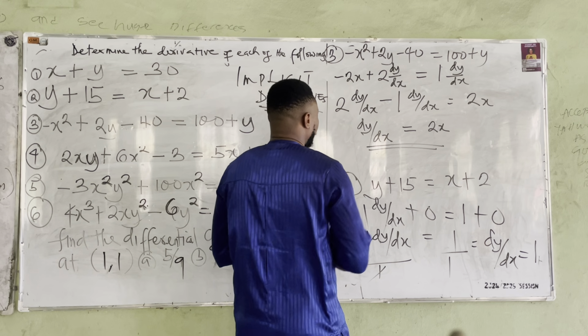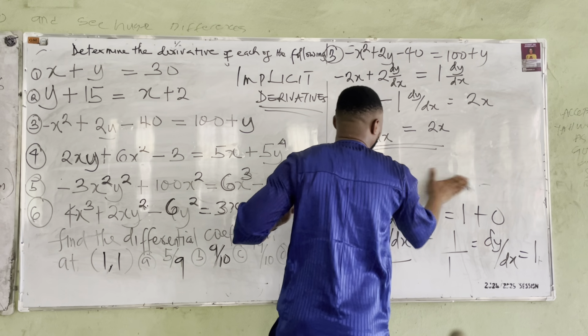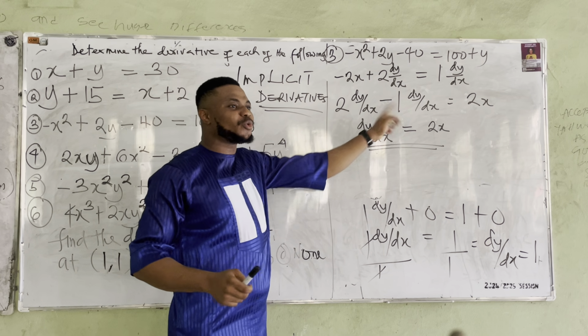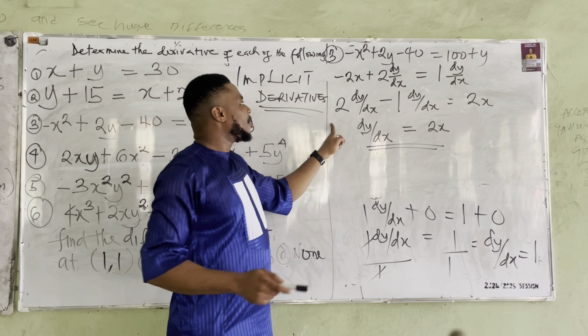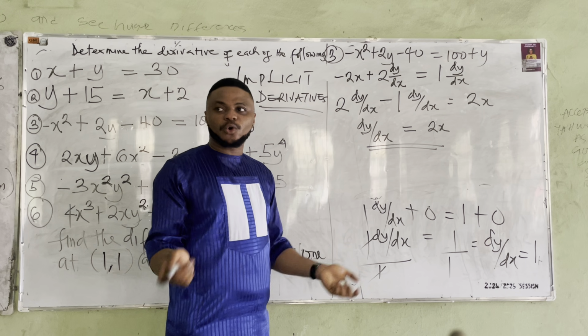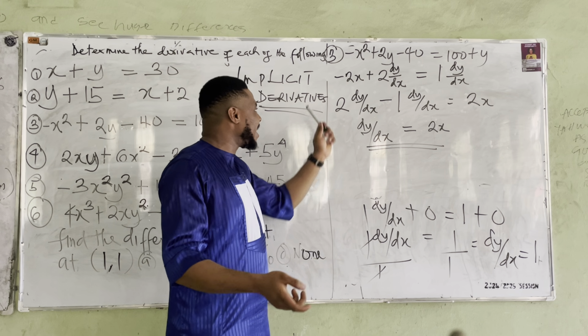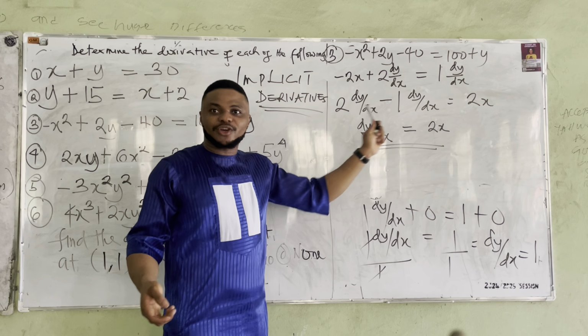Alright? Now, sometimes we can still do this. Let me show you something we'll be doing subsequently. The reason why I just say 2 minus 1 is because the coefficients of dy over dx here are just whole numbers, and 2 can subtract 1. How about a case where the coefficients cannot subtract themselves?